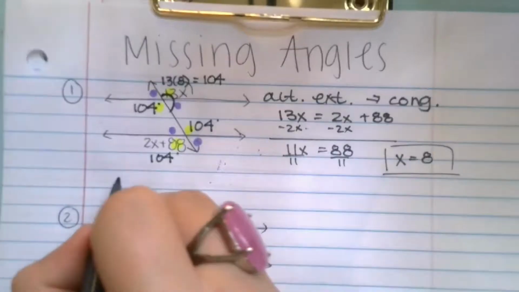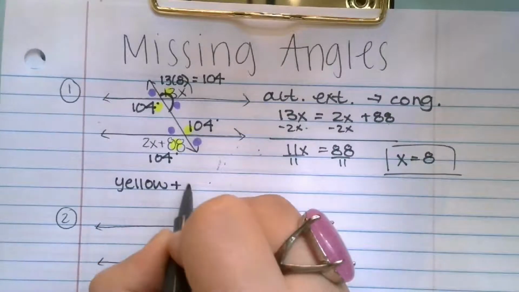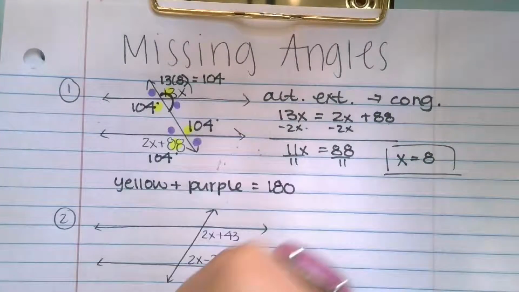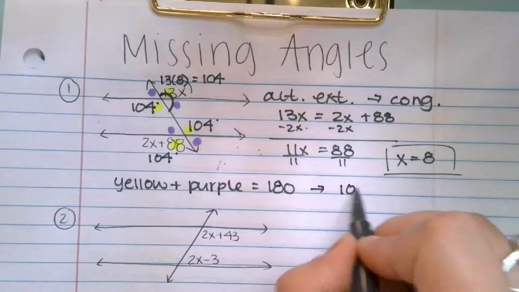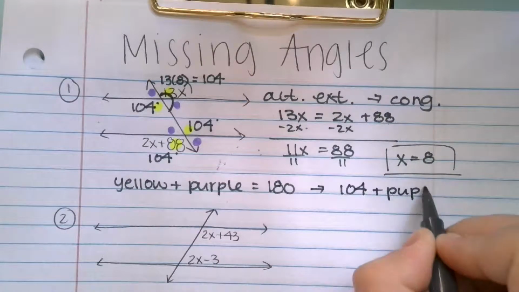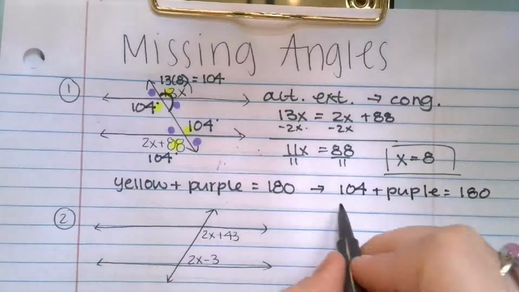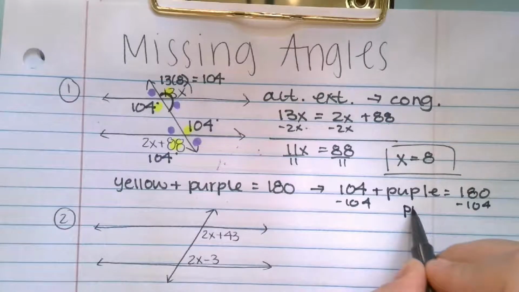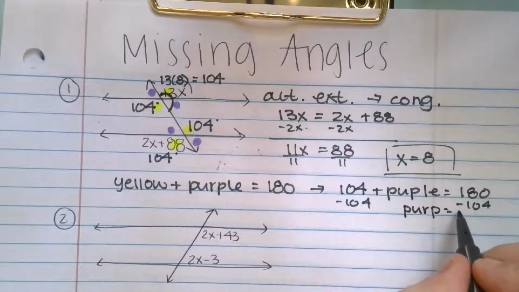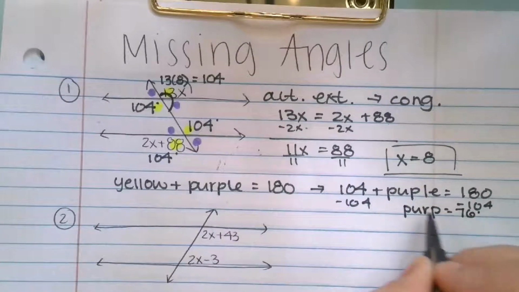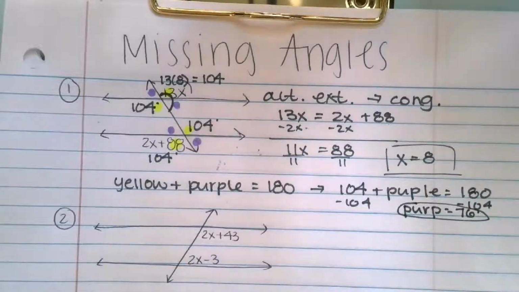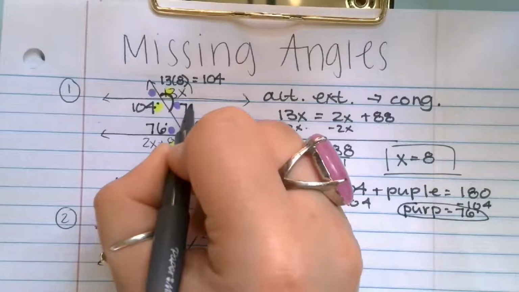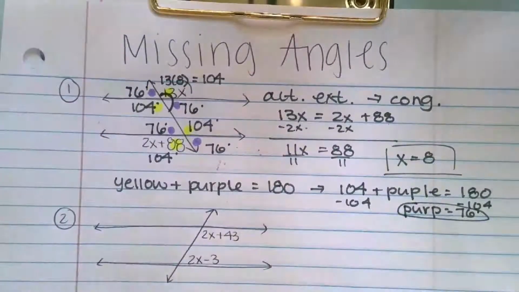And we know that the yellow plus the purple equals 180 degrees. We know the measure of our yellow angle. We know that that's 104 plus purple. It's going to equal 180. So subtract 104. We find that the purple angle equals, that should be 76 degrees. Okay, so we can go in, 76, 76, 76, 76. Okay.